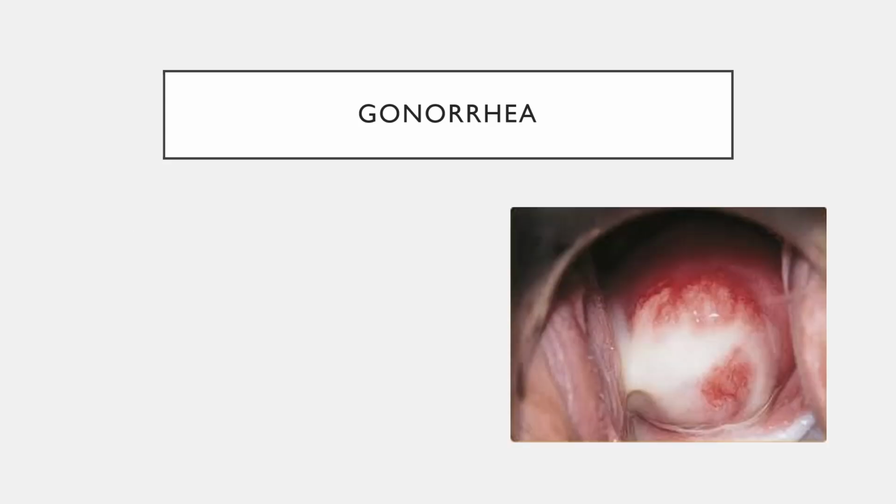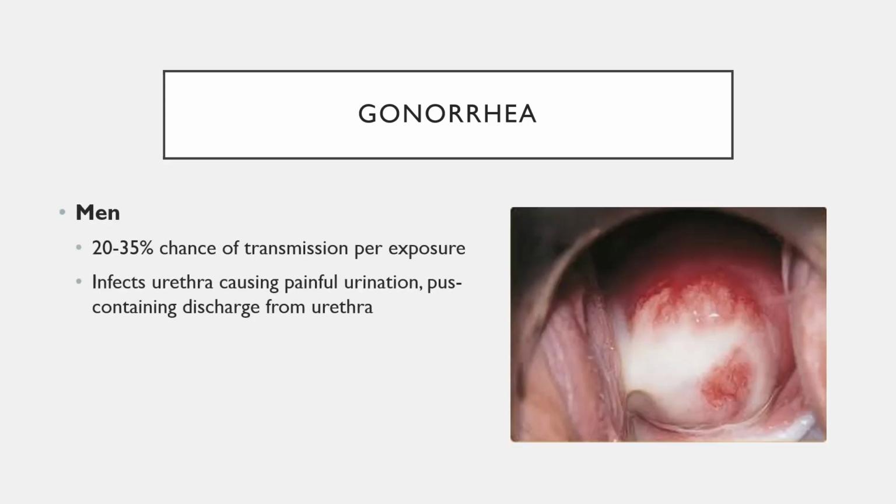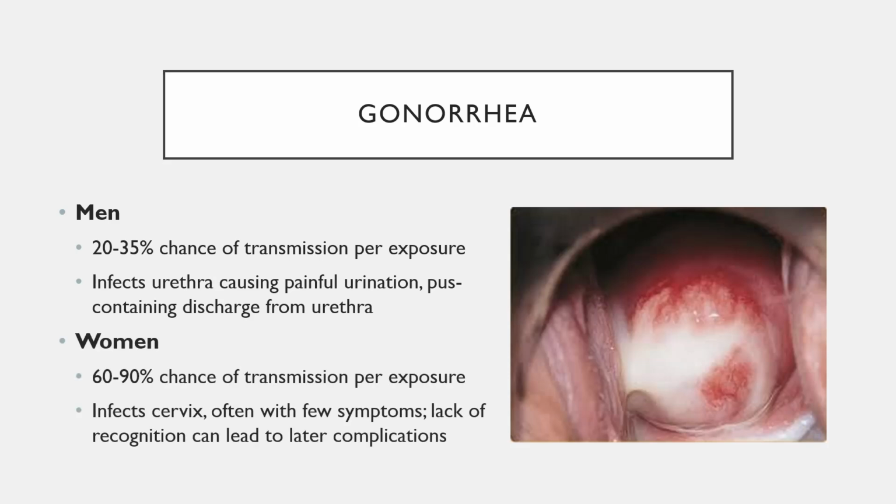In women, there's a 60 to 90% chance of it being transmitted to them per exposure. And instead of infecting the urethra, it typically infects the cervix, which is what you can see here in this image. This is an infected cervix, but it often produces few symptoms. And this is problematic because it can lead to a lack of recognition of the disease. And that can lead to later complications such as the development of pelvic inflammatory syndrome, which we'll talk about shortly.